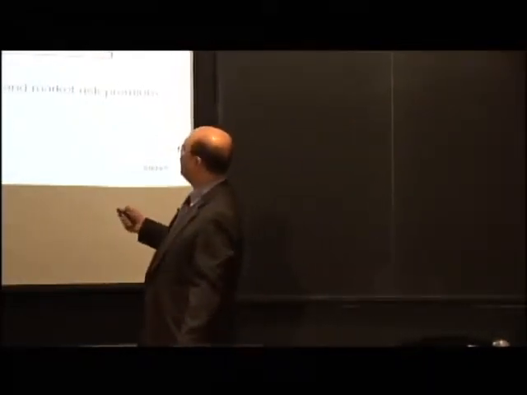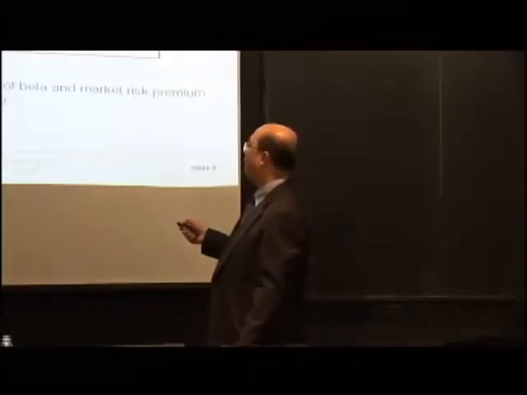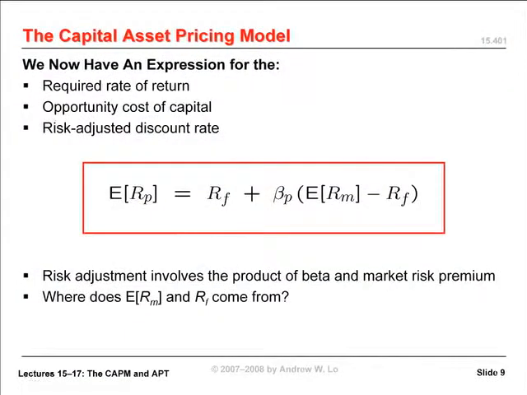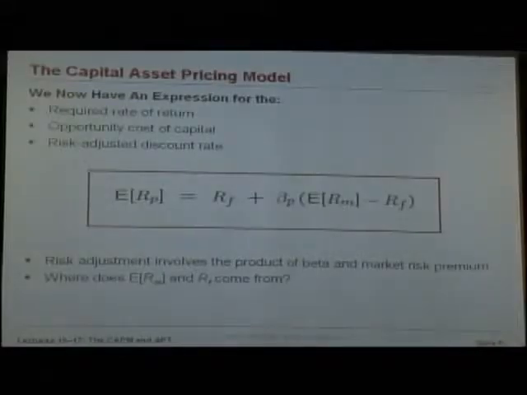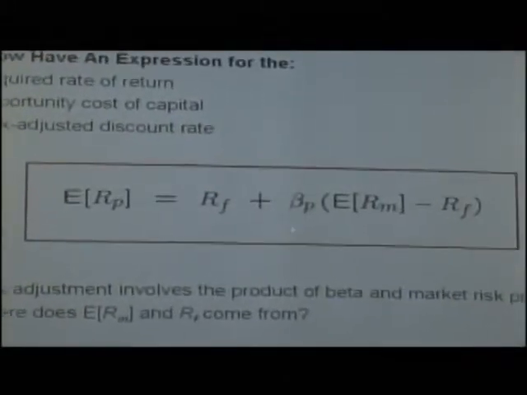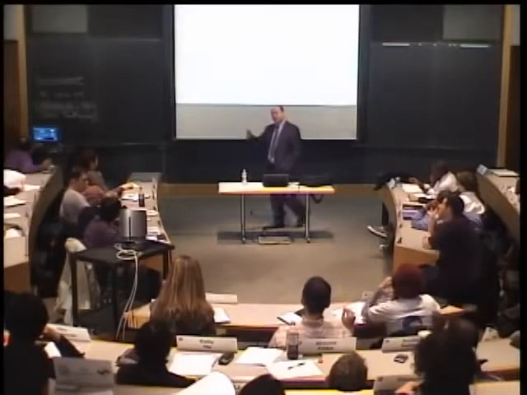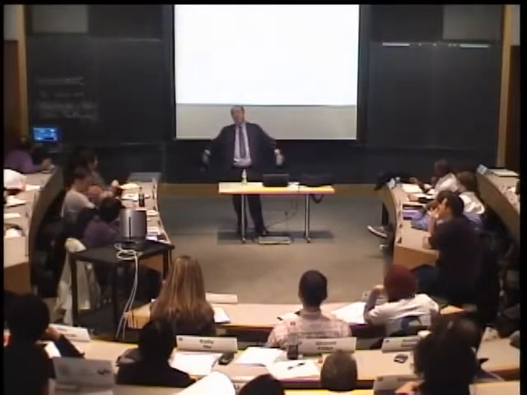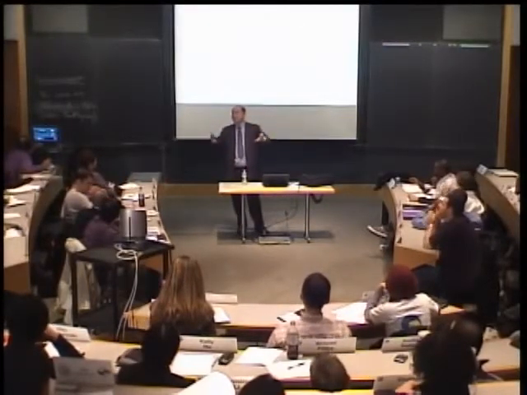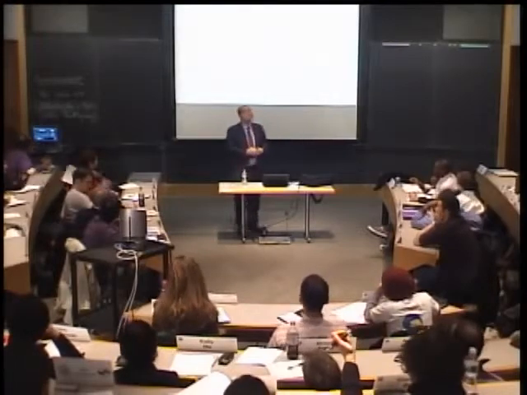So we have an expression for the required rate of return, opportunity cost of capital, risk-adjusted discount rate, for all the various different kinds of examples and cases that we looked at up until now. And the last point I want to make about this equation is, how do you actually take it out for a spin? How do you estimate the expected rate of return on the market and the risk-free rate? Well, that comes from the data. That comes from the marketplace. We observe it in the marketplace, and we can actually see it.